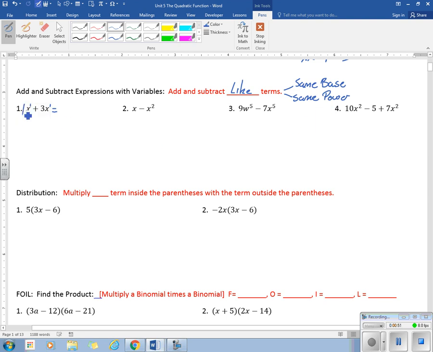This one has a coefficient of 1, this one has a coefficient of 3. Those don't have to match. It's just the base and the power. If they're the same, you add up how many you have. So right here I have 1x to the first plus 3x to the first. That's going to give me 1 plus 3 is 4x to the first power.